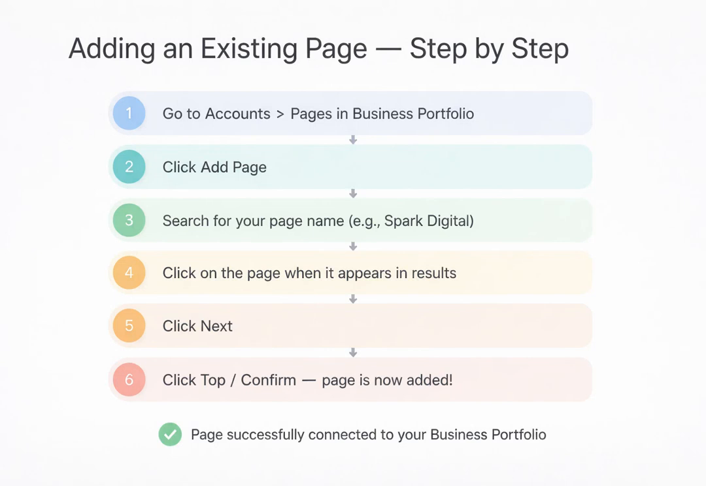Let's walk through how to add an existing page to your business portfolio, step by step. First, navigate to the Account section and then to Pages. Click the option to add a page. In the search bar, type your page name, for example, Spark Digital, and it will appear in the results. Click on it, then click Next. After that, click to confirm, and just like that, your page is successfully added to your business portfolio. It's a very straightforward process, and once it's done, your page is linked and ready to be used with your ad account.